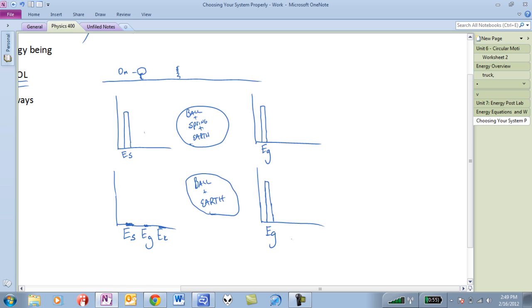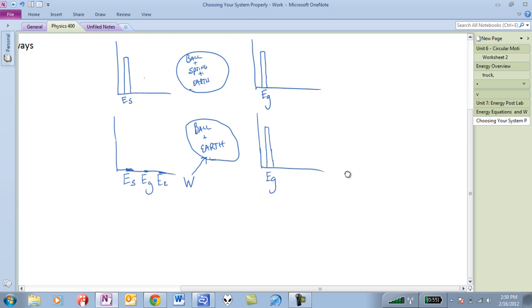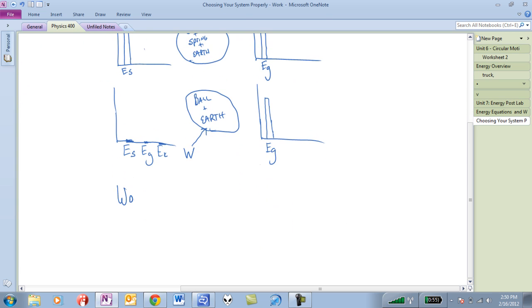So how do we represent this? What we do is we draw an arrow saying energy has come into our system, and we label that W. W stands for work, and work by definition is just an energy transfer by a force. Usually you'll say it as an outside force acting upon the system. So you see that this is work, and we want to be a little more specific and say the object is the spring.